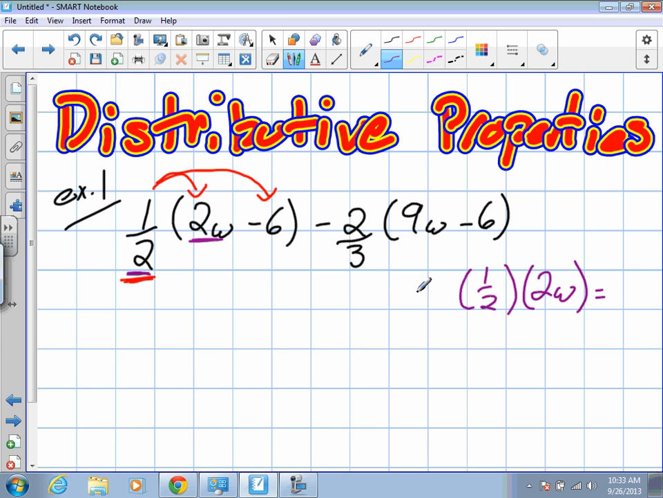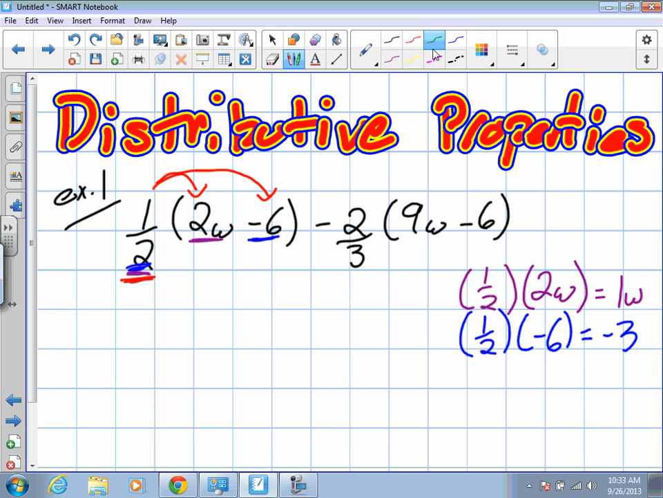Does anyone know what that will equal? 1w. Yeah, 1w. The next set we have to do is 1/2 times -6. So 1/2 times -6 gives us -3. Good. We have our first two terms.